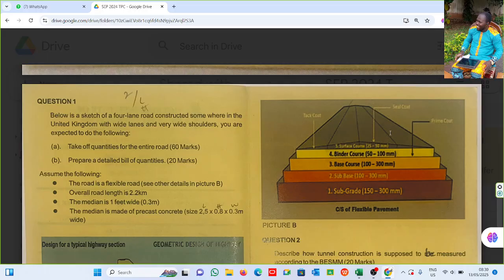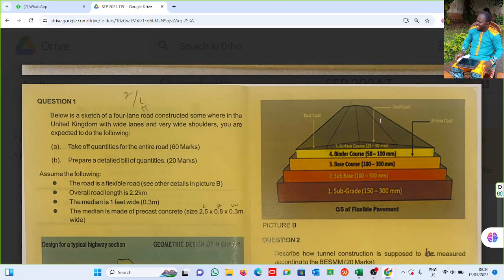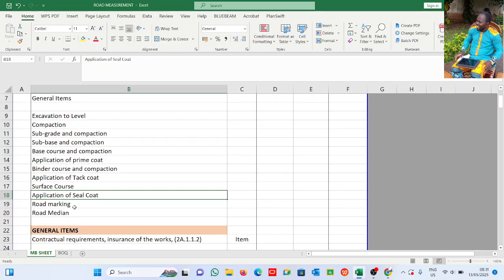And then you have the tack coat on the binder coat, and then you have the seal coat, like a waterproof coat, a seal coat on the surface course. So these are the things you see in this. You see the binder course, then you see the tack coat, you see the surface course, then the seal coat, then you have road marking, and you have the median. These are the items we have on our general items.